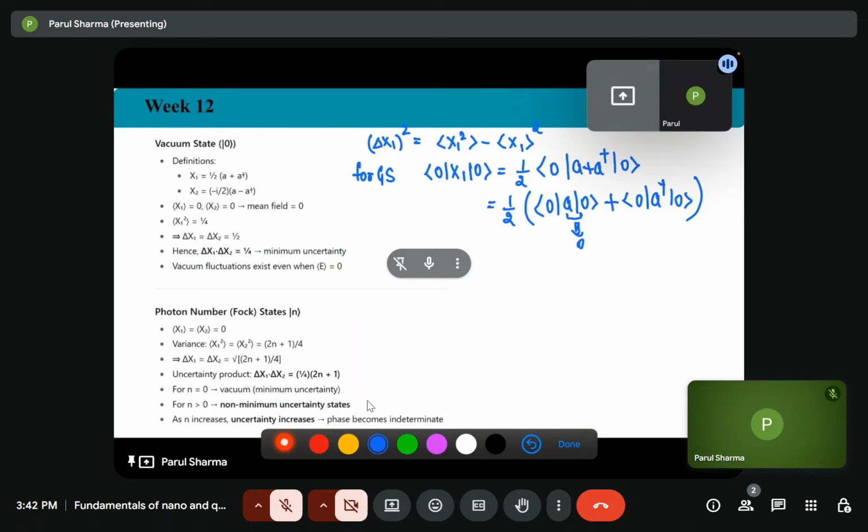And when a dagger will act on 0, what will it give? a dagger on 0 will give 1. Now these states are orthonormal, that's why it will give us 0. So the expectation value of x1 is 0 for the ground state. Now the quadrature x1 is related to the electric field. So if we take an average electric field in vacuum, it will give us 0. Now we want to calculate the expectation value of x1 square.